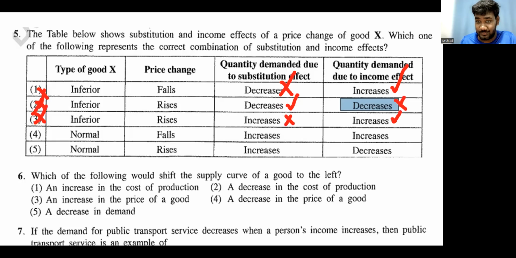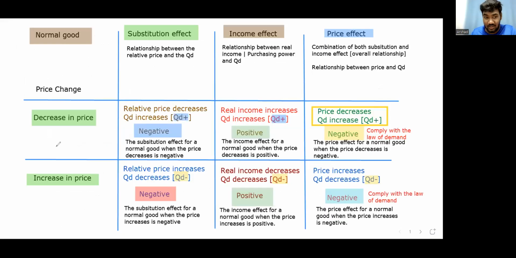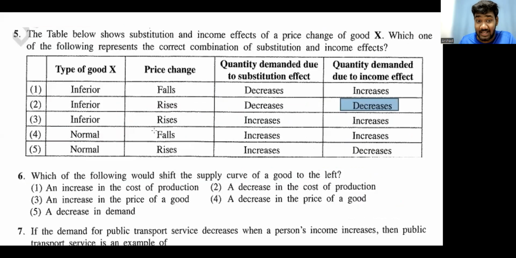Then we go to last. Normal good, right? Price falls. Okay, we'll go and see. For a normal good, when the price falls, what happens? We'll go to the normal good. Normal good, when there is a fall in the price. Now that's decrease in the price. According to the substitution effect, QD has to increase. Income effect also, QD has to increase. Both the effects say QD has to increase and increase. We'll go back. Normal good, price falls, increase, increase.